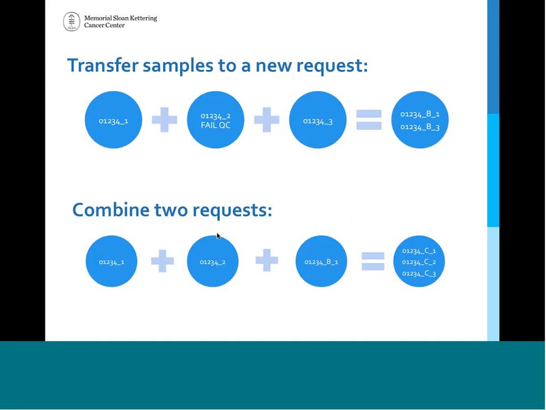So if sample 2 of a request fails, when they move forward into request 01234B, you'll see that the individual sample identifiers of 1 and 3 are retained. And if we are in a situation where we're combining multiple requests, we need to make sure that there is still unique information in that 3rd request. So Sapio and we came together to come up with a really novel solution to help us with this interesting problem that wouldn't occur in a setting that isn't research-based.